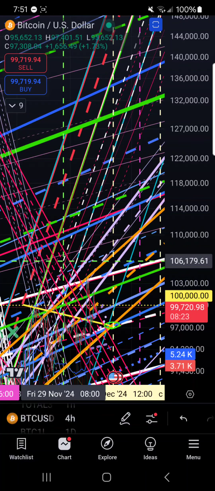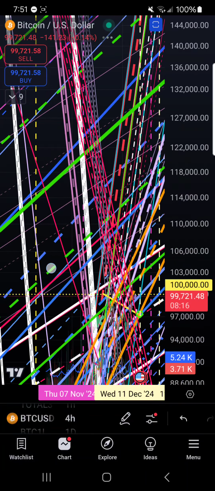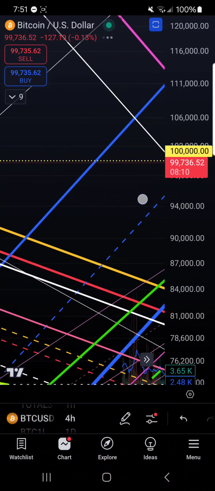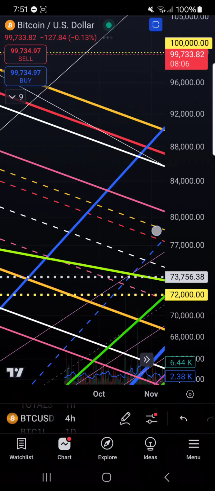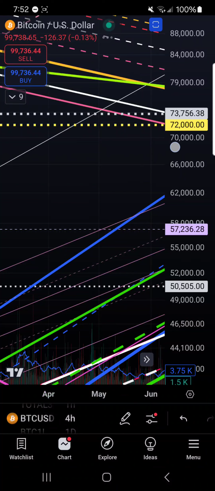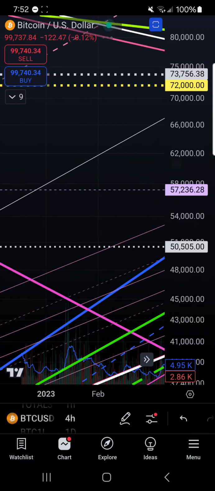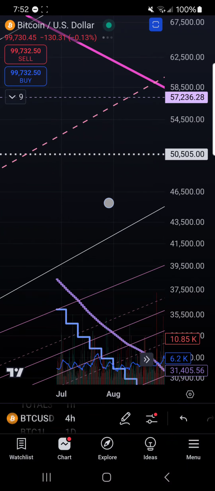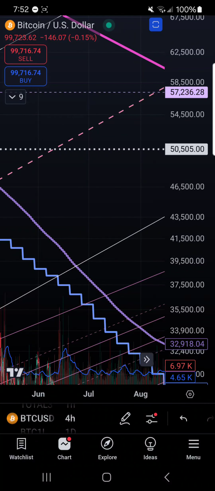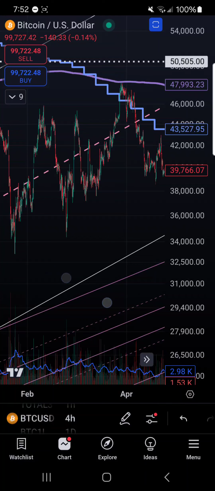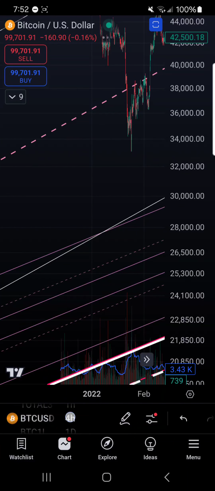Actually, you know what? If we go back to the previous bull run, 21, and we're on a 4-hour time frame, so this could take a while. We're almost there. My internet's slow here. Actually, I just switched to a daily.